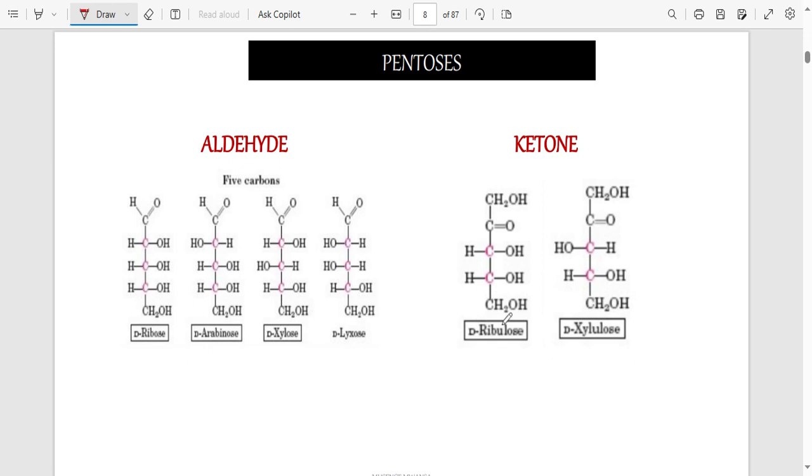And then we also have pentoses. Pentoses have 5 carbons, and some examples of aldehydes we have are ribose, which you already know, arabinose, xylose, and then lyxose.